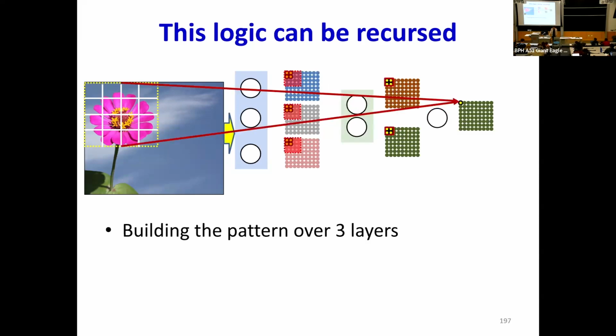And so I'm building the pattern now. Earlier, the entire pattern was being detected by the first layer neurons, and I was just building up logic over the subsequent neurons. Here, I'm distributing the pattern detection.